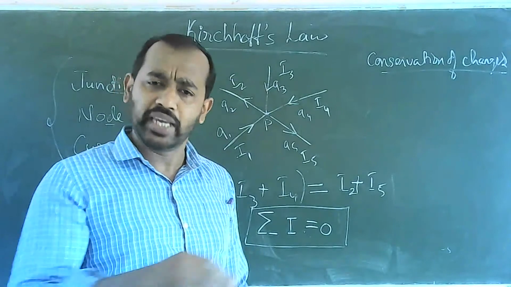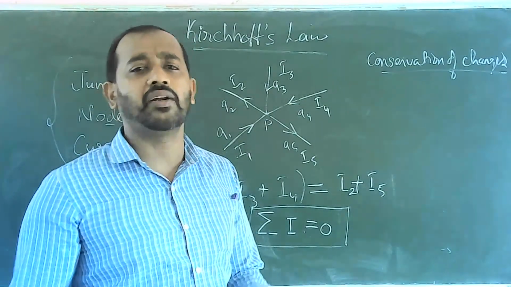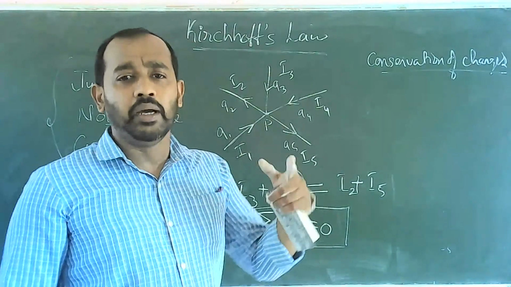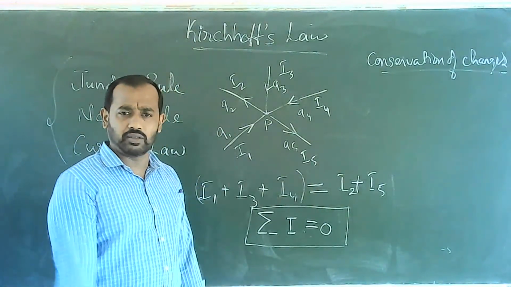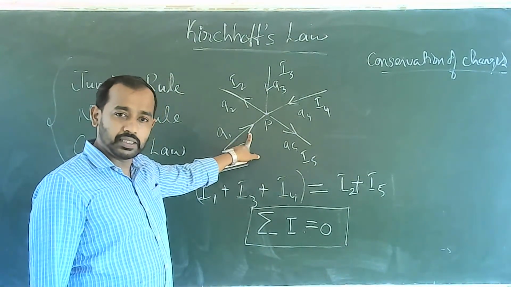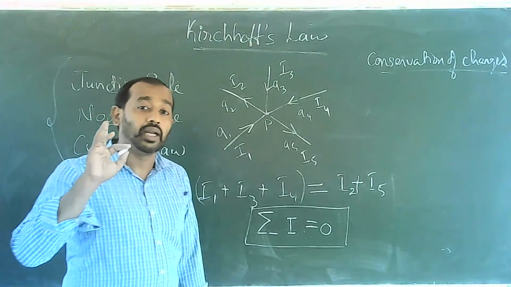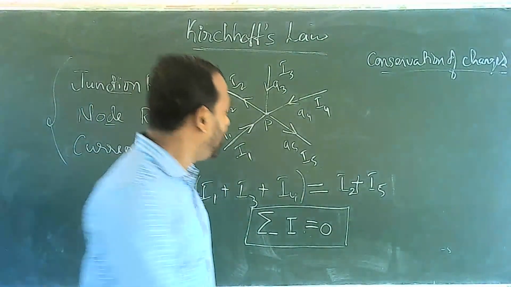But we have to remember we can do anything. We can put it in a particular direction or in the opposite direction. Either we can choose I1 entering the junction or leaving the junction. It is our choice. But we have to remember that not every current can enter the junction.